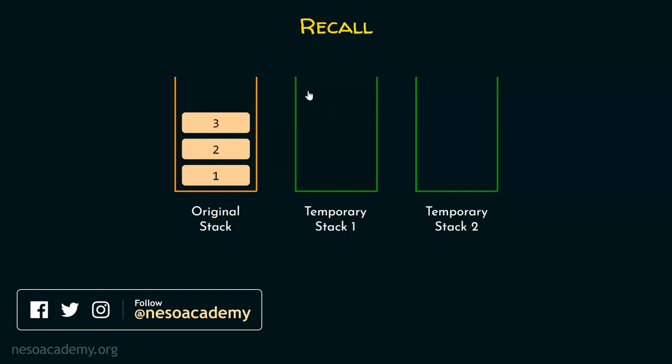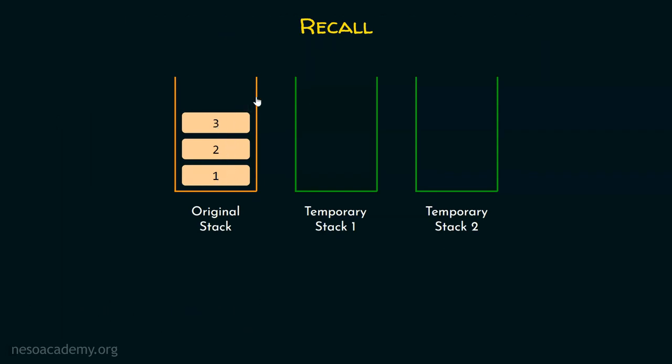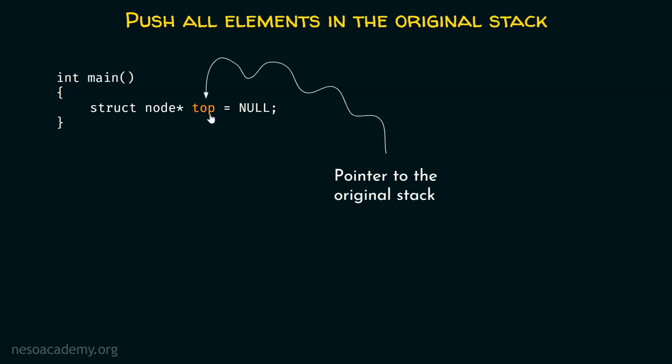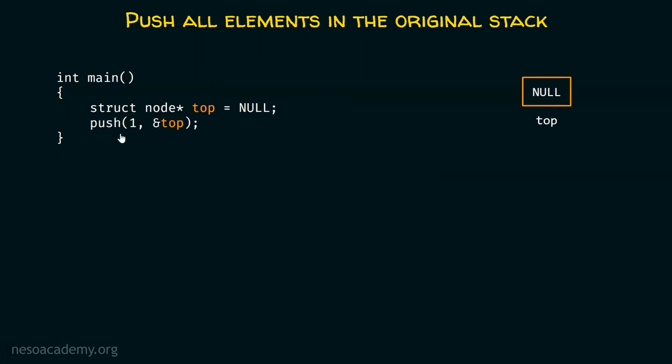Now in this presentation, first we will learn how to push these elements onto this original stack with the help of pass by reference and not pass by value. Here we will push all the elements in the original stack, okay? And this time we will pass the address of this top pointer. Now here you can see that this is the pointer to the original stack, right? And currently this top pointer is holding null, which means that the stack is empty. Now after this we can call the push function, and to this push function we can pass the value as well as the address of this top pointer.